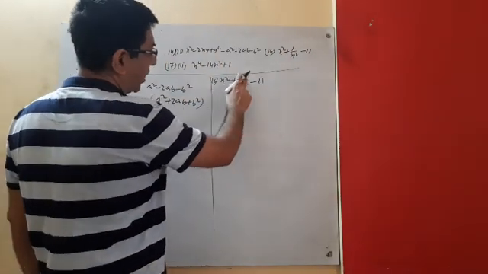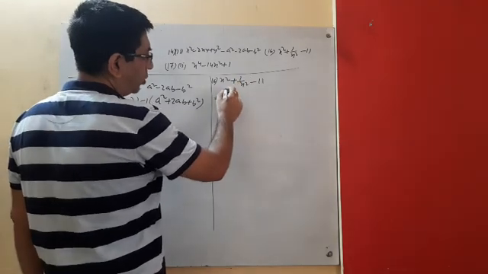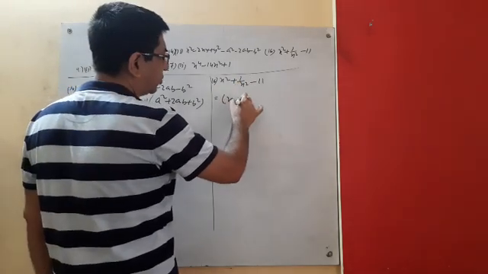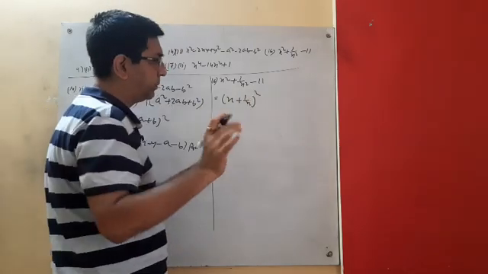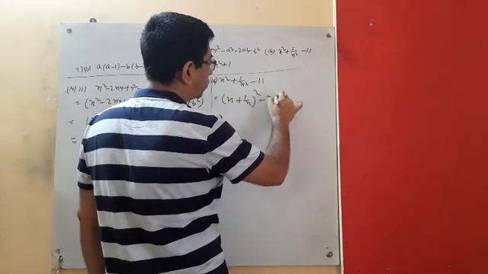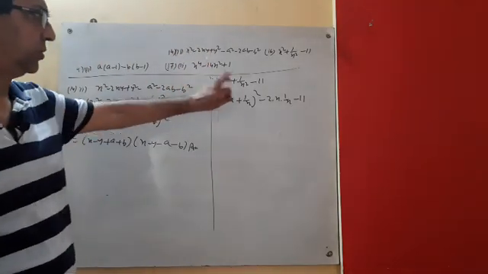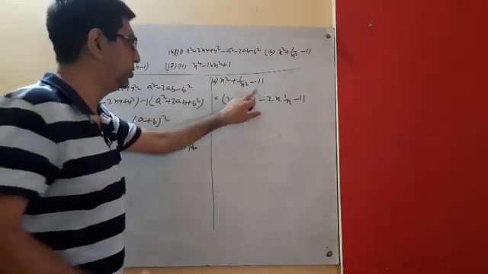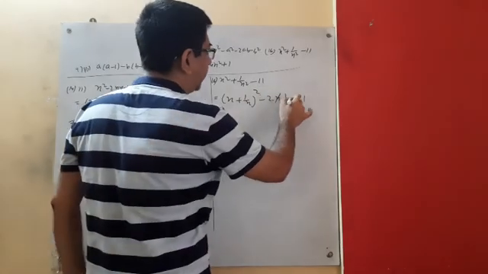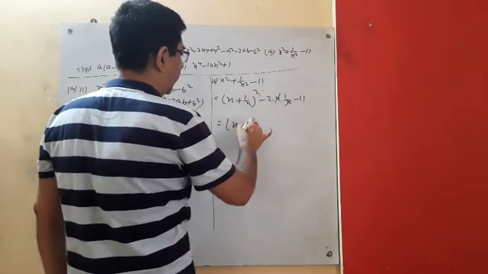So x square plus 1 by x square minus 11. So this is a square plus b square. If we write this one, a plus b whole square minus 2ab minus 11, because we know the formula of a square plus b square is a plus b whole square minus 2ab, right? So what we are getting? X plus 1 by x.